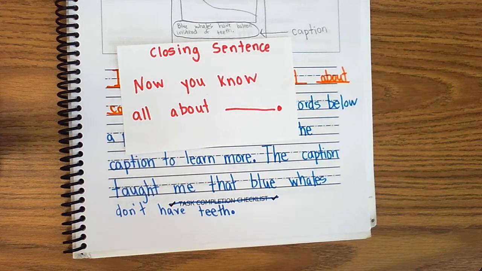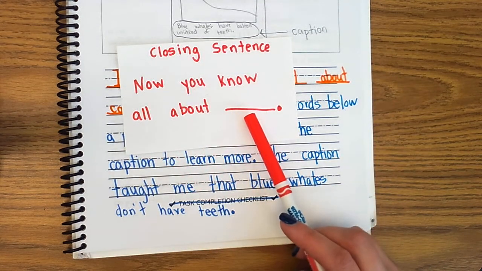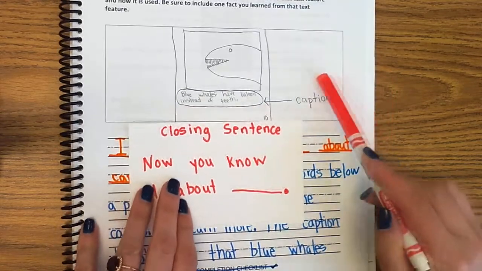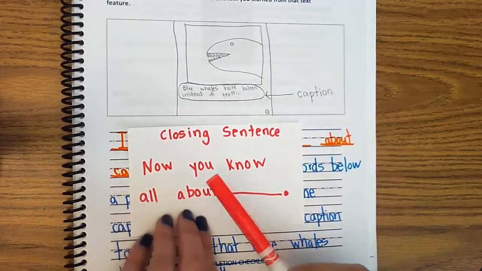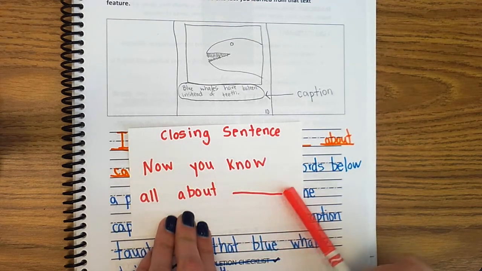But how am I going to fill in that blank, friends? Am I going to say, now you know all about whales? Is that what we were trying to do? Were we trying to teach them about blue whales? No, we were trying to teach them about captions. We're trying to teach them about this text feature, captions. So we're going to write, now you know all about captions.